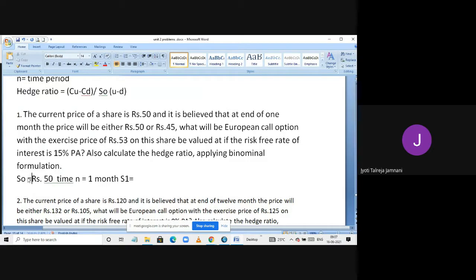Today's price is 50. After 1 month they are telling the price can be either rupees 50 or 45. Both cannot be, either it will be higher or it will be lower. Okay, just a second. Sorry, it's not 50, it's 55 or 45. Either rupees 55 or rupees 45. So this is your S1.